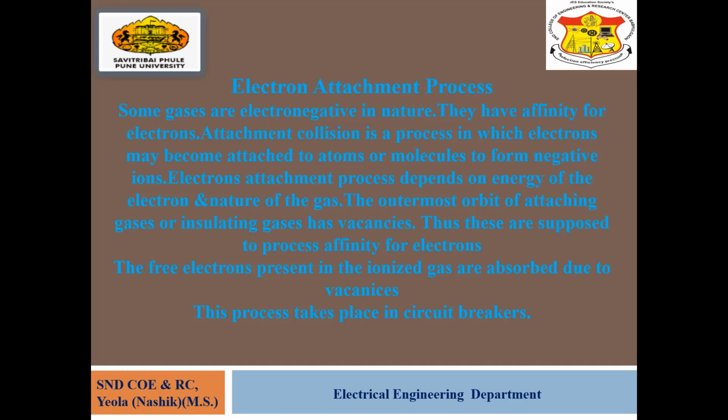The free electrons present in the ionized gas are absorbed due to the vacancies. The main application of this electron attachment process is in the circuit breaker. When arc quenching is needed, electronegative gases are put in as the insulating medium. They have an affinity for electrons, so they attach all the free electrons in the arc, and the arc is easily quenched.